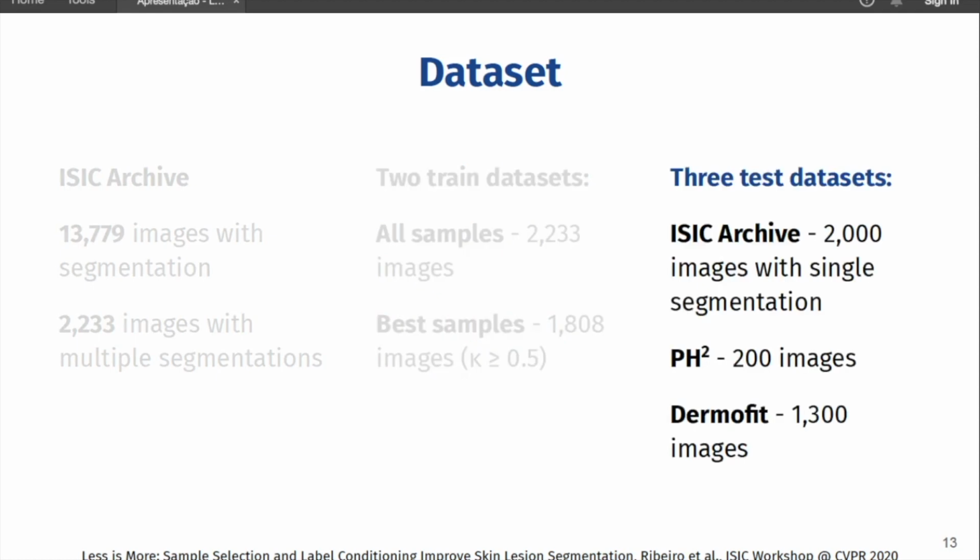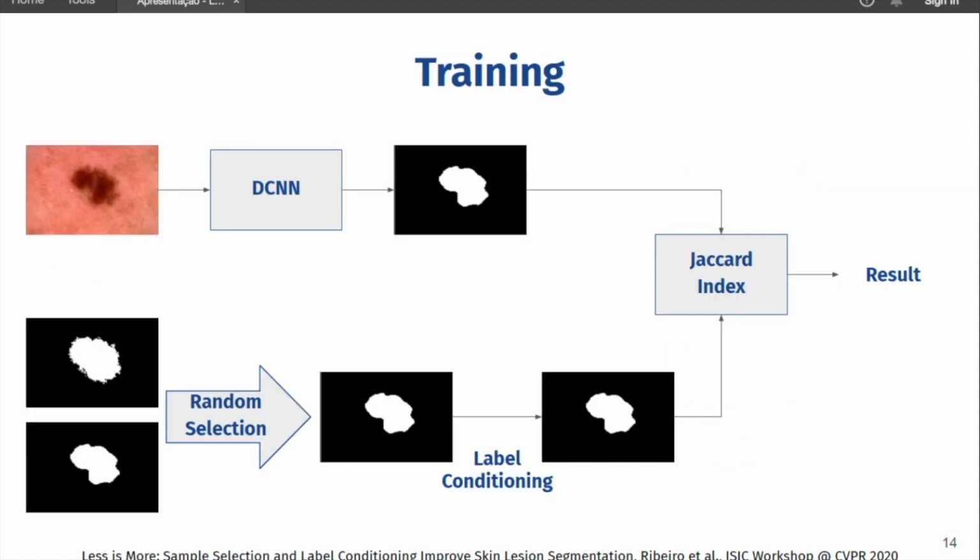For testing, we evaluate our approach in three datasets: 2,000 images randomly selected from a subsample of the IDC archive with only one annotation, the PH2 dataset with 200 images, and the Edinburgh DermoFit with 1,300 images. During training, we randomly select one of the available ground truths for each image.